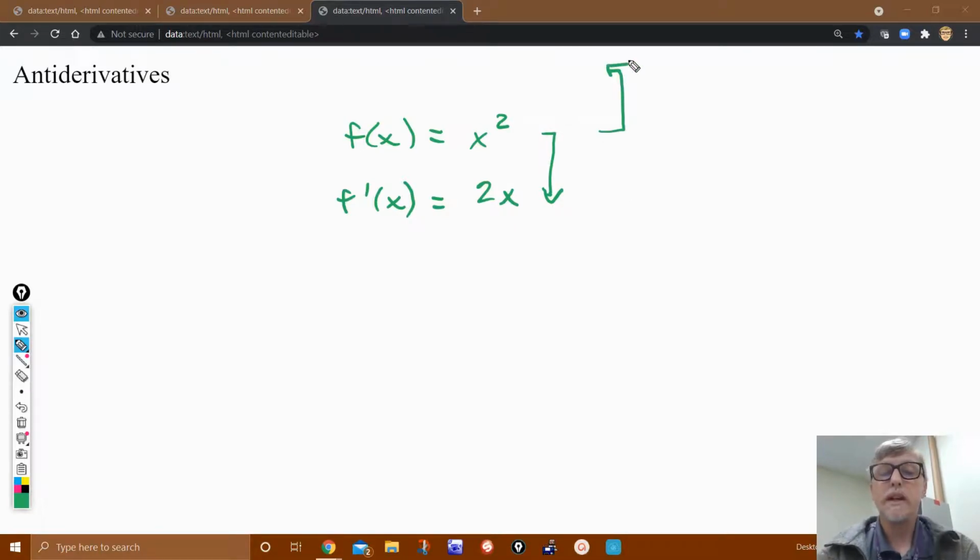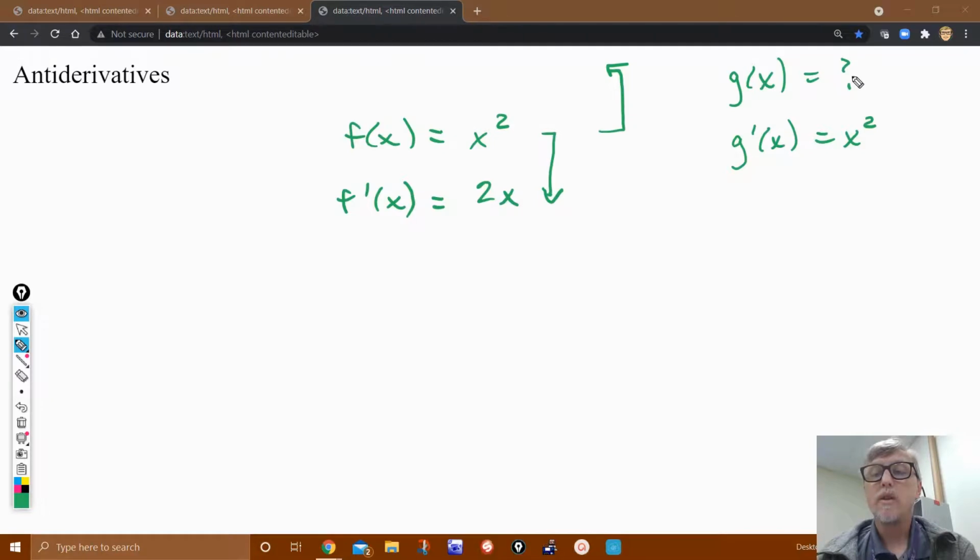So let's say that x squared were the derivative of some function. What would the original function have been? In other words, what function's derivative is equal to x squared? This is like playing Jeopardy, right? Here's the answer, what was the question? It's important to be able to work backwards in this manner to find something called an antiderivative. So the antiderivative of x squared would be the thing whose derivative is x squared.